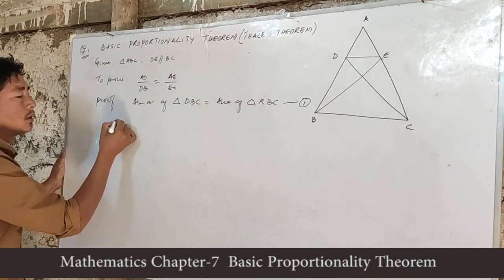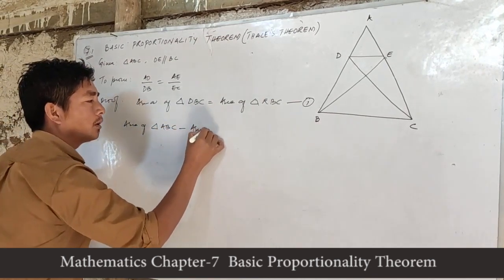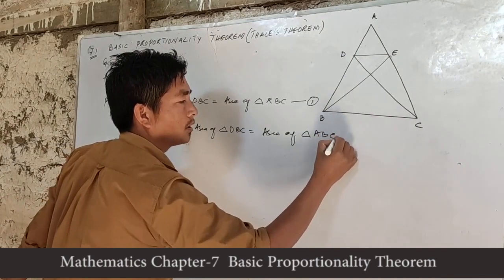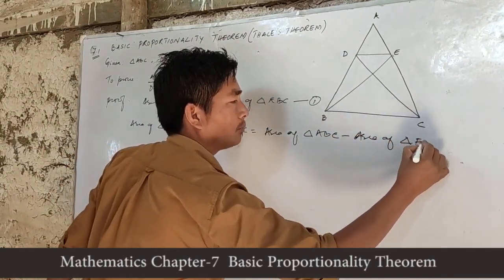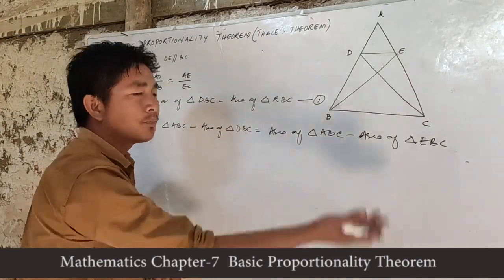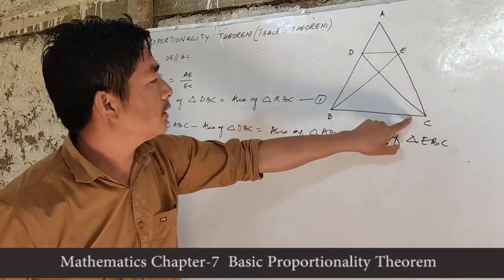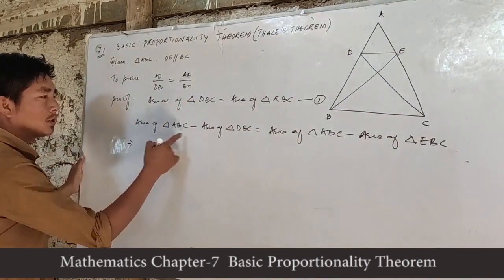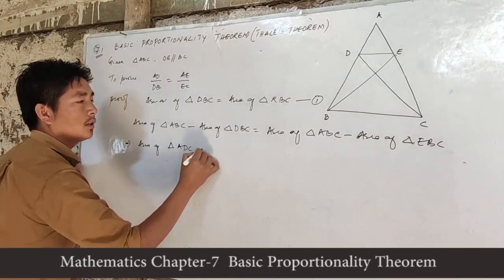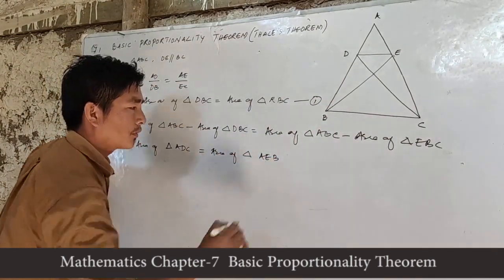Again, area of triangle ABC, that is the whole triangle, minus area of triangle DBC is equal to area of triangle ABC minus area of triangle EBC. Since ABC is the whole triangle, and since the areas of DBC and EBC are equal, we can subtract the same number on both sides. So ABC, the whole triangle, minus area of triangle DBC leaves us area of triangle ADC. Same thing on the right hand side, area of triangle AEB. Let's give this equation 2.